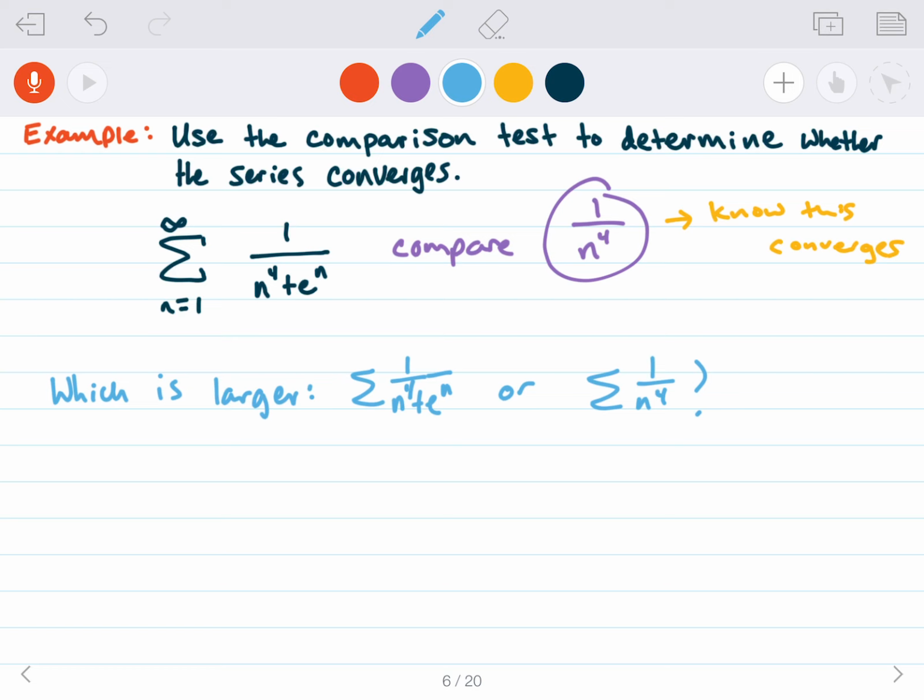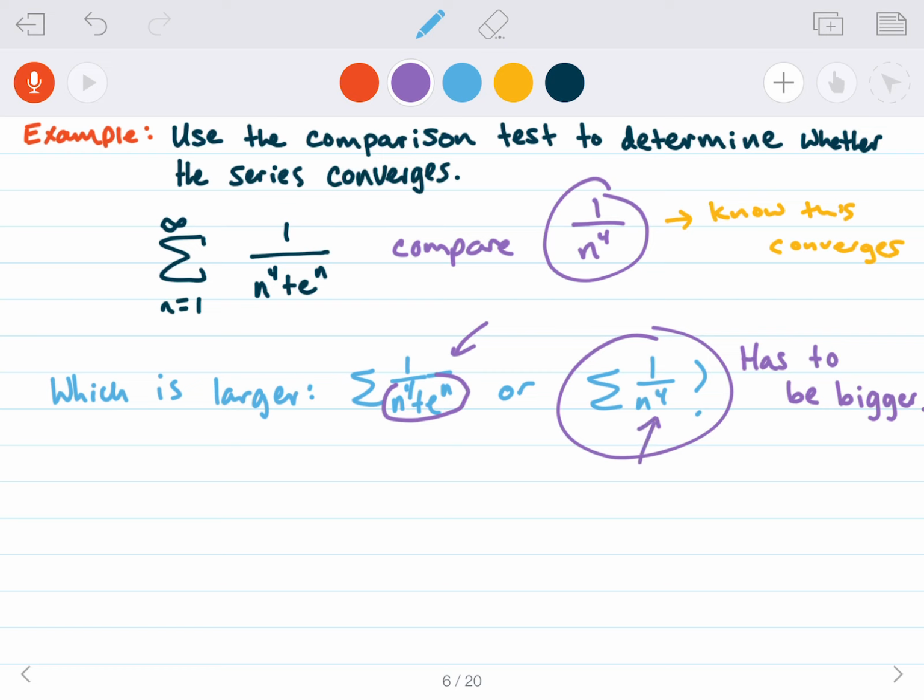Well, to see which one's larger, you want to see which one has the smaller denominator. This guy has the bigger denominator because n is always going to be positive. So essentially, we're just adding on something positive to n to the 4, where here we simply have n to the 4. And so this guy has to be bigger. Again, you can list out your a sub n's and your b sub n's to compare that way. But you can just notice, hey, the denominator here is always going to be bigger than the denominator here. And therefore, the whole thing has to be smaller, right? Like the whole number.